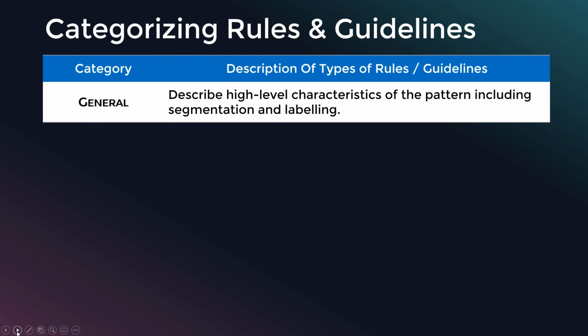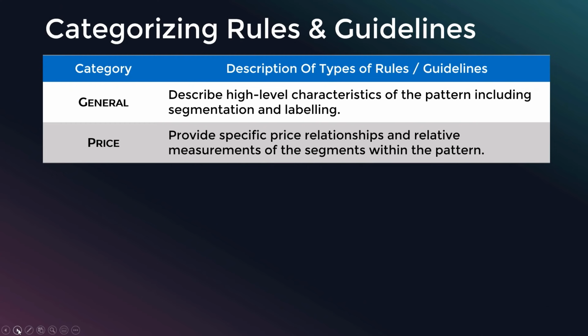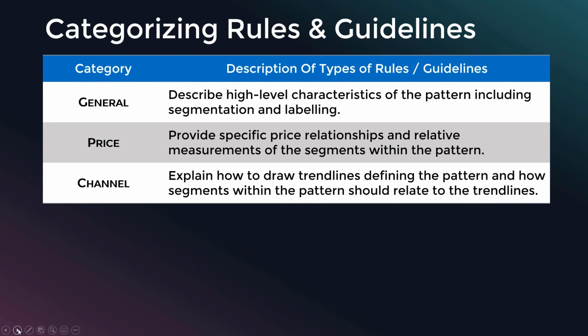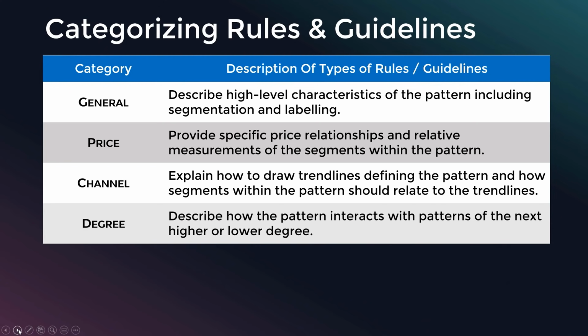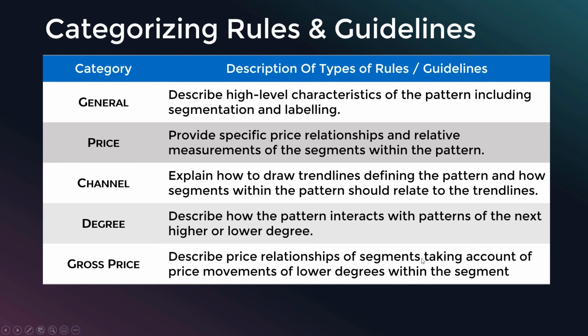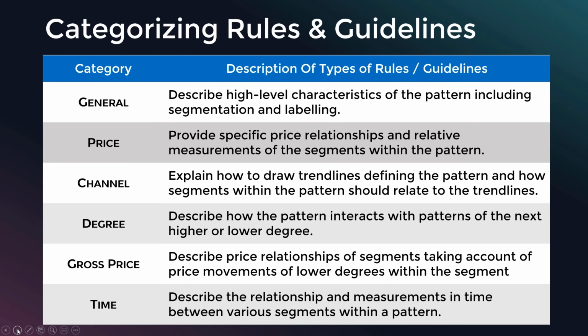Categorizing the rules and guidelines. Under general category, we're describing high-level characteristics of the pattern, including segmentation and labeling. Price provides specific price relationships and relative measurements of the segments within the pattern. The channel explains how to draw trend lines defining the pattern and how segments within the pattern should relate to the trend lines. The degree describes how the pattern interacts with patterns of the next higher or lower degree. Gross price describes price relationships of segments, taking account of price movements of lower degrees within the segments. And time describes the relationship and measurements in time between various segments within the pattern.